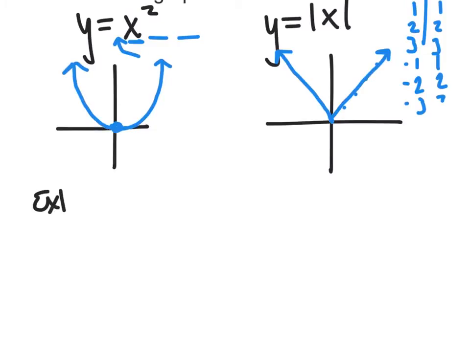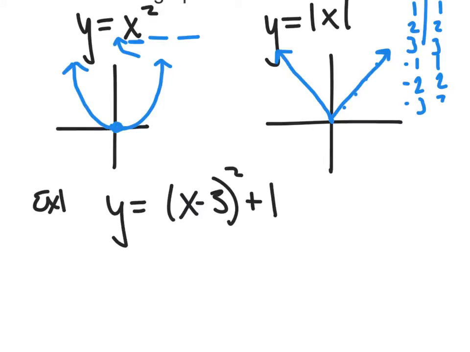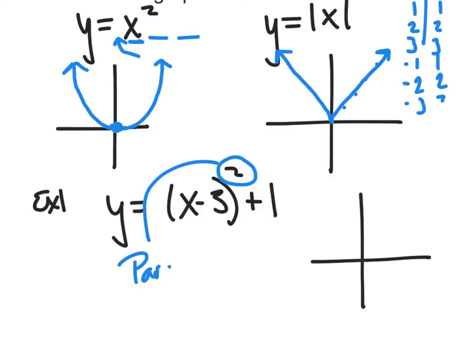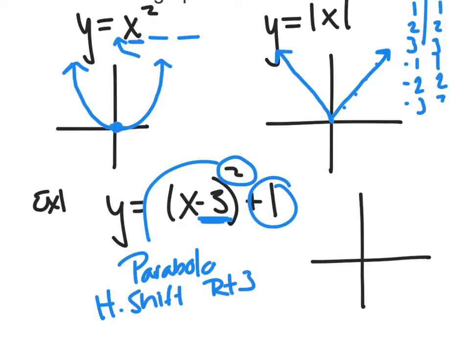So example 1, y equals (x minus 3) squared plus 1. Okay, you should easily be able to sketch this graph without a calculator. This tells me I need a parabola. This tells me I need to shift horizontally right 3. I'm going to do the opposite. And this tells me I'm going to do a vertical shift up 1.